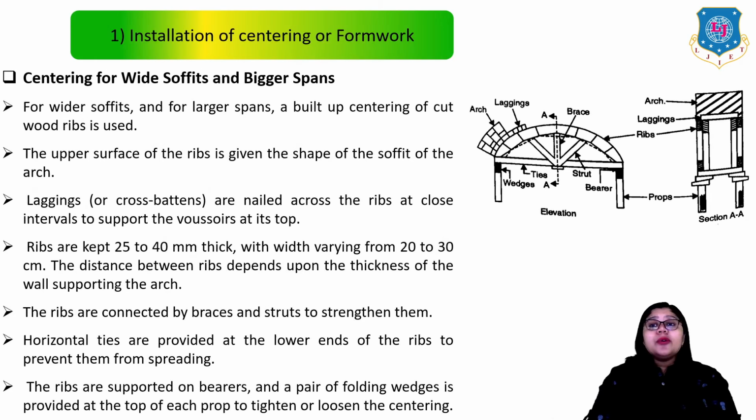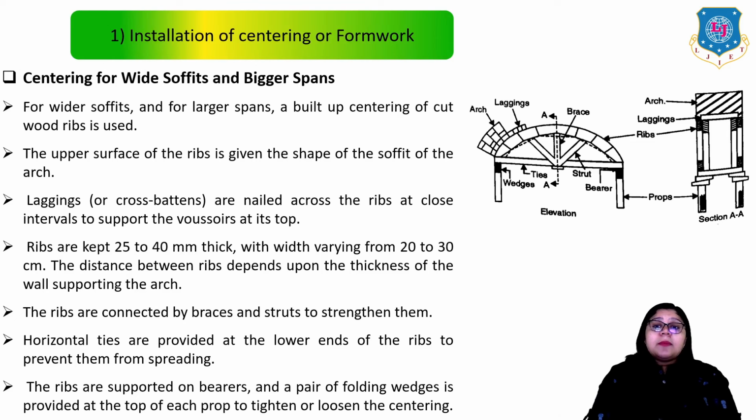Now let me give you an idea about centering for wide soffits and bigger spans. For wider soffits and longer spans, built-up centering of cut wood ribs is used. The upper surface of the ribs is given the shape of the soffit of the arch. Here the leggings are nailed across the ribs at close intervals to support the voussoirs at the top. Ribs are kept 25 to 40 mm thick with width varying from 20 to 30 cm. The distance between the ribs depends upon the thickness of the wall supporting the arch.